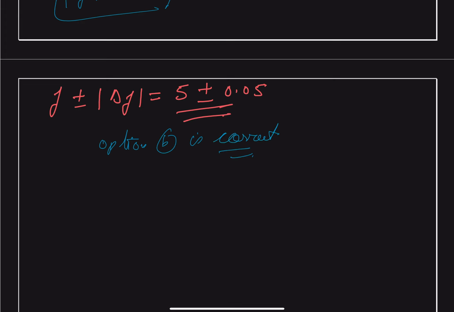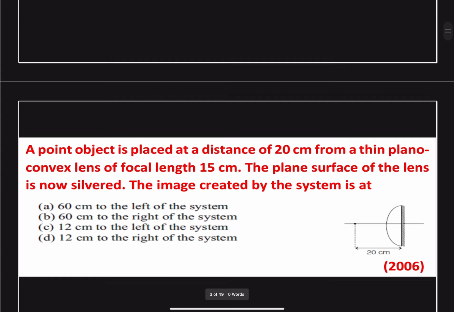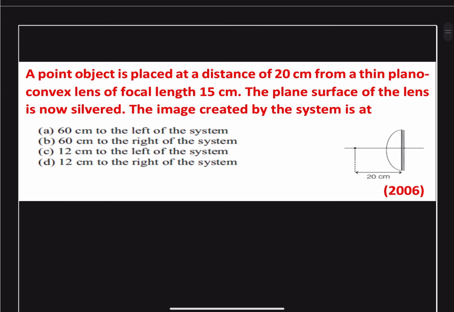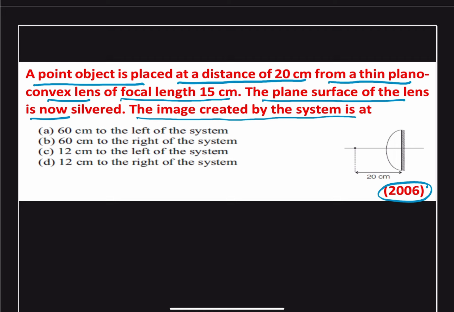So we come to the next question, and it was also asked in the year 2006. It states that a point object is placed at a distance of 20 cm from a thin plano convex lens of focal length 15 cm. The plane surface of the lens is now silvered. The image created by this system is at. So we have to find out the image of this entire system, and this is our plano convex lens.